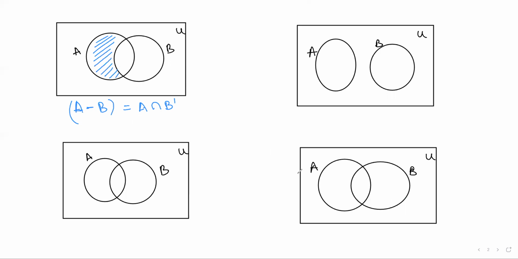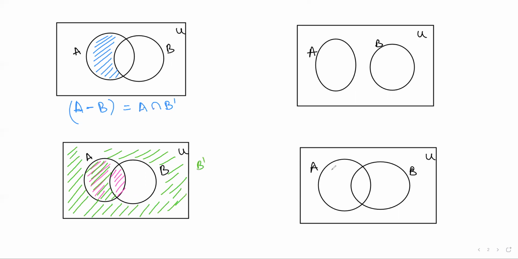A can be written as this region. This pink region is all A. Any element in this region will be considered as part of A. And B complement is the green region. Anything which is not present in B. So you have a circle describing B. Excluding the circle, everything which is not in B will be considered as B complement. So the green part is B complement and the pink part is A.